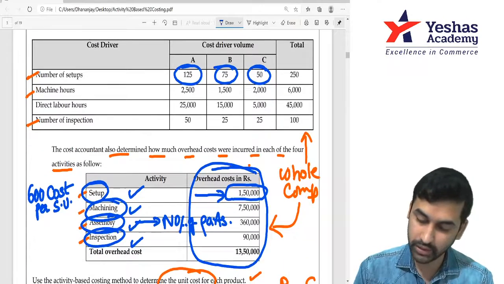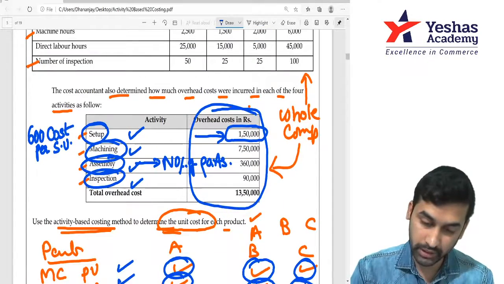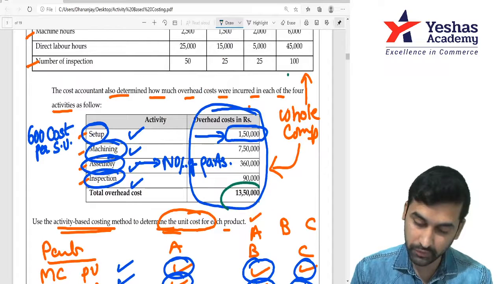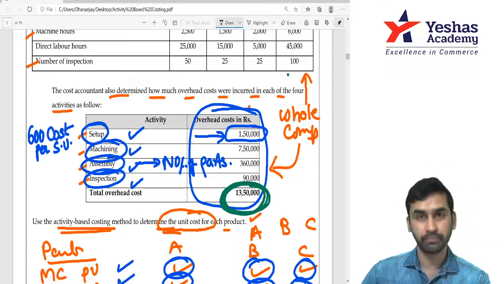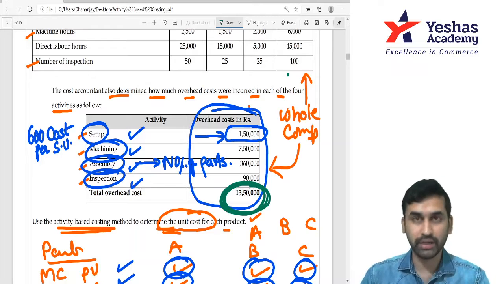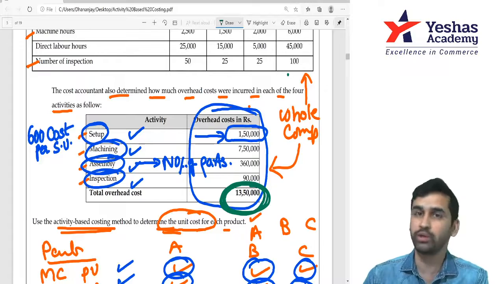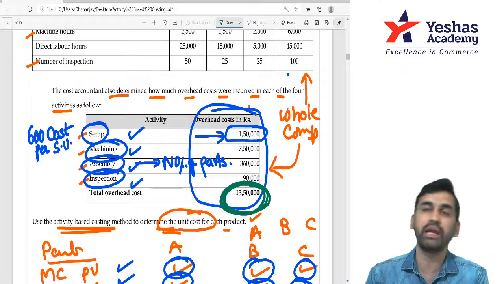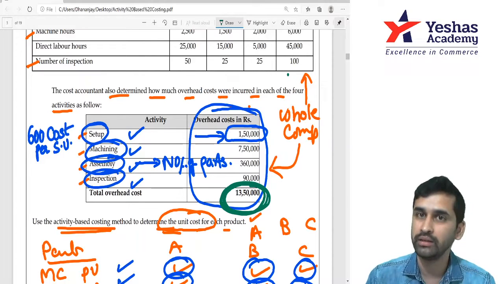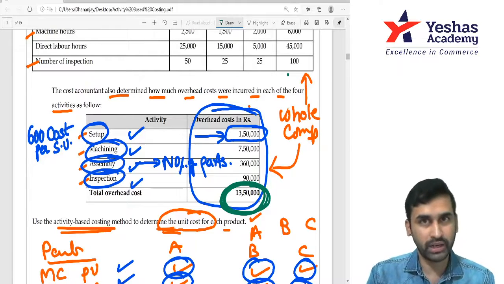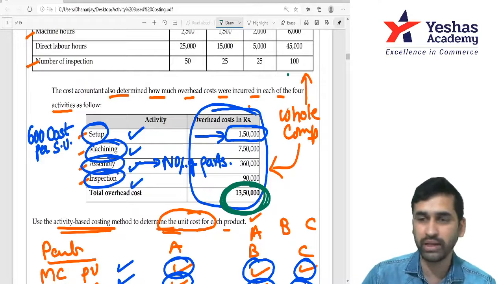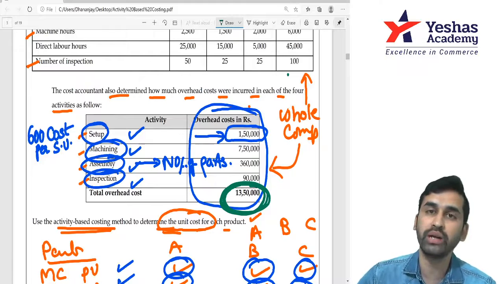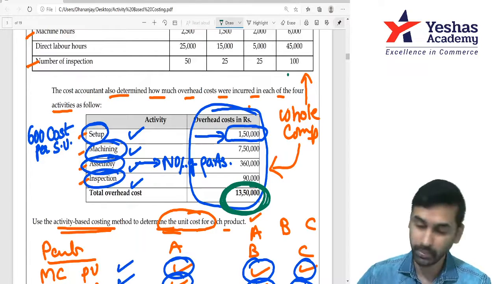You observe here in the question, I'm circling in green now. This 1,350,000 is already given. They had given it department or activity wise. What we have done now is for product A, B and C, but the total should be same. The total 1,350,000 itself you are distributing between A, B and C using activity based costing, correct? So the total overhead should remain same. So one check that you can do in exam is the total of A plus B plus C should be equal to total of the overheads as given in the question, right?